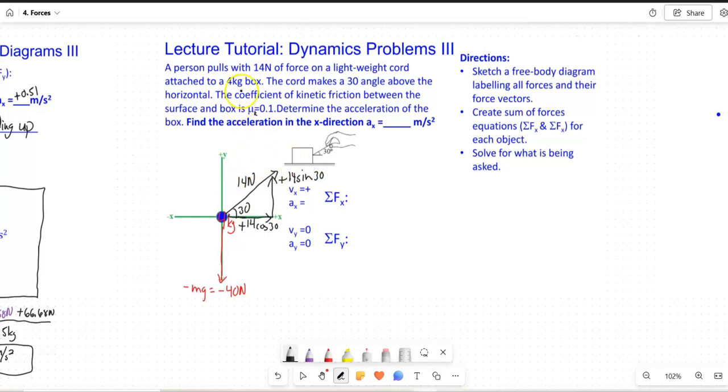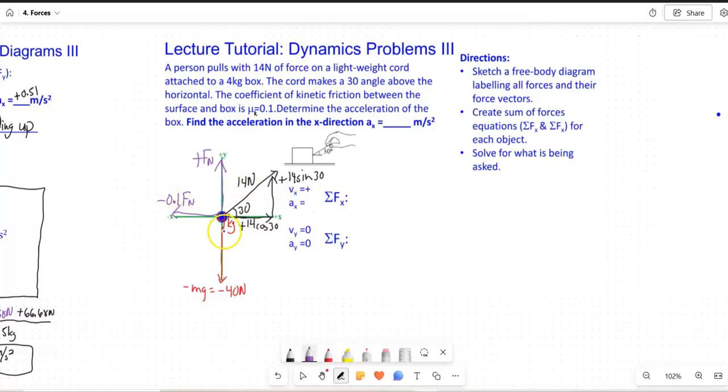All right, now that we've got that out of the way, let's talk about the surface. The surface will be holding up the box. So it's going to be in the positive F sub N, positive y direction. And there is a coefficient of kinetic friction, which means if it's moving to the right, it's got to have its friction to the left. So it's negative 0.1 times the normal force. Okay, now we have everything we need to build the equation.